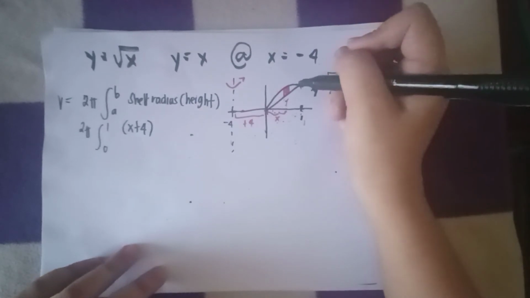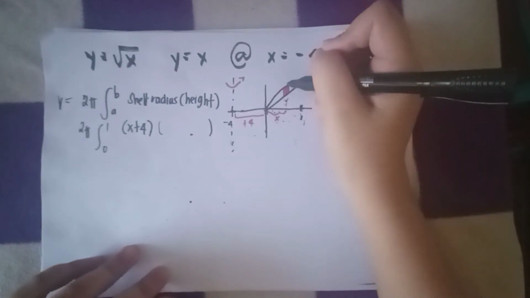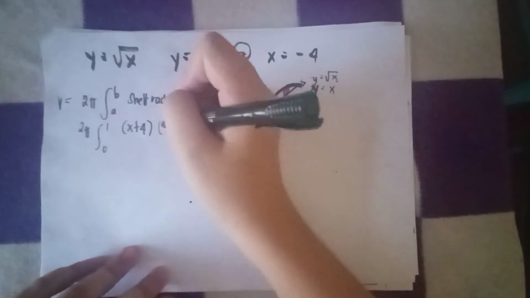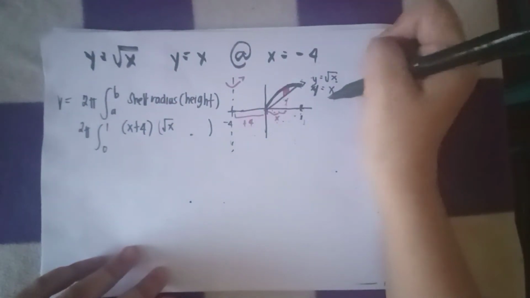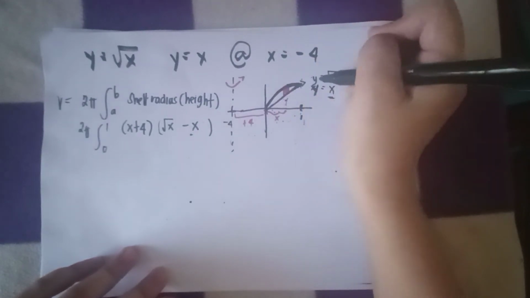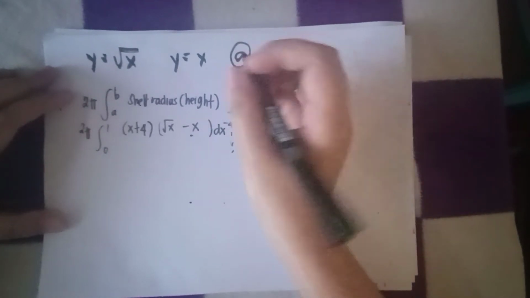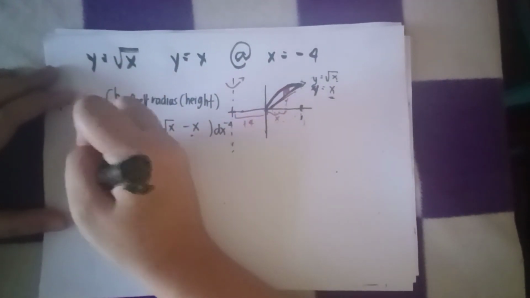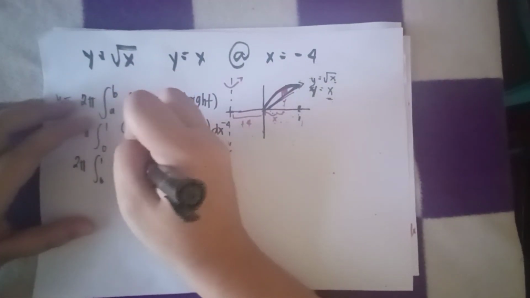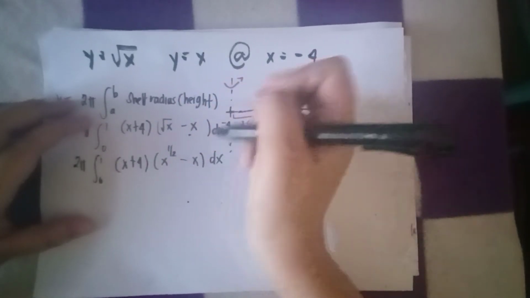So, ang ating height po is ganun pa din, yung ating top minus bottom function. Yung top function natin ay square root of x. Bottom function mo is yung x. Top minus bottom. So, that will give you 2 pi from 0 to 1, x plus 4 times x to the 1/2 minus x dx.